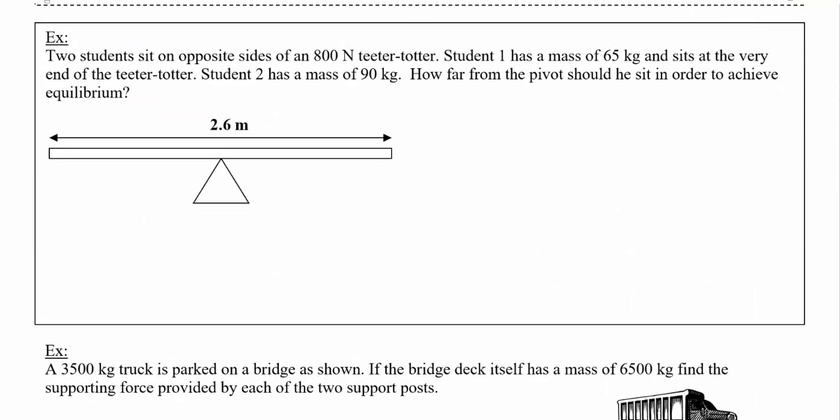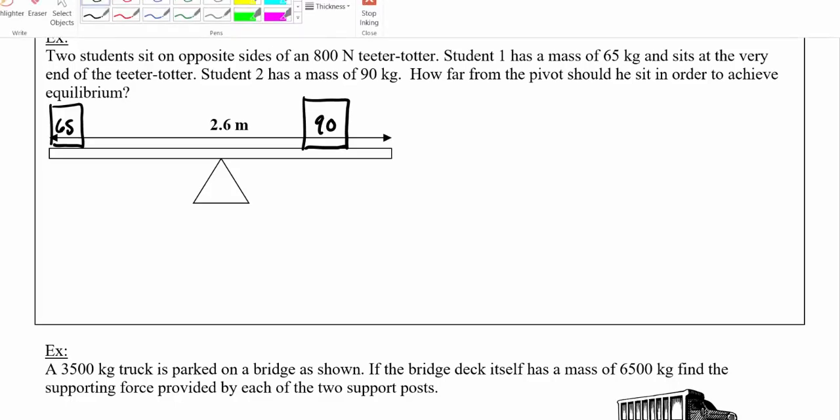So two students sit on opposite ends of a teeter-totter. And the teeter-totter has a weight itself of 800 newtons. Student 1 has a mass of 65 kilograms and sits at the far end. So there's my 65 kilogram student. The other student has a mass of 90 kilograms. How far from the pivot should he sit in order to achieve equilibrium? And so I've got a second student here who isn't sitting at the very end. I know that if this larger student sat at the end, I wouldn't be able to achieve equilibrium.